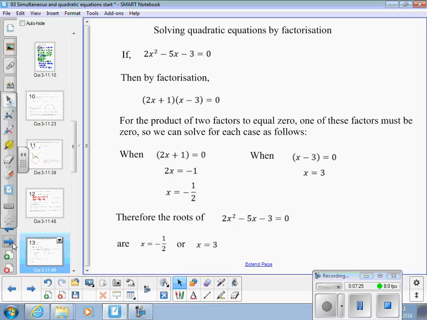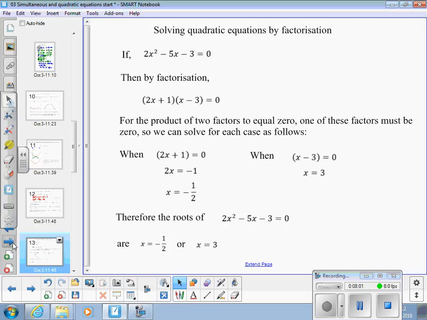This page is how factorization helps you to find the roots. Then we'll move on to how you actually factorize an expression to do a problem this way. So if we've got that, we've already said that we can factorize that into those two bracketed terms. Now, if the product of two numbers, because that's all that is, 2x plus 1 is a number, and x minus 3 is a number, yeah?